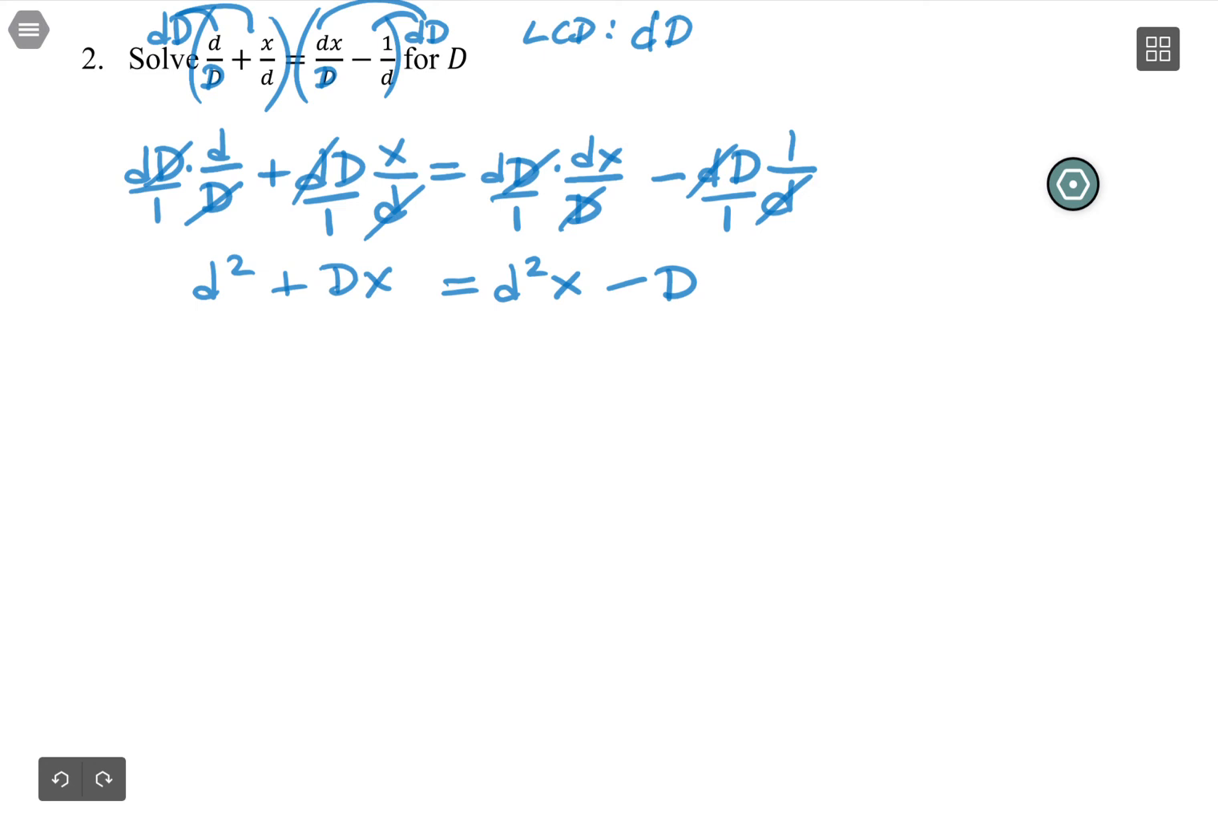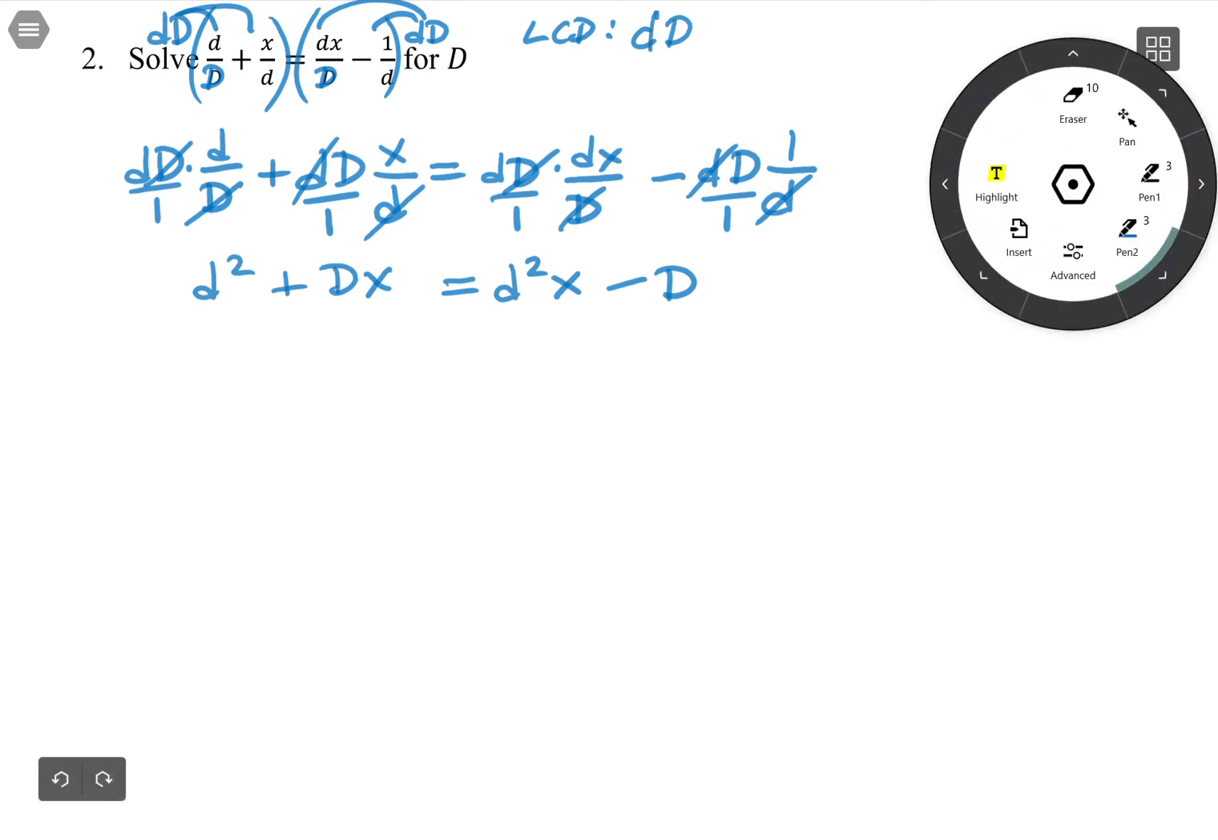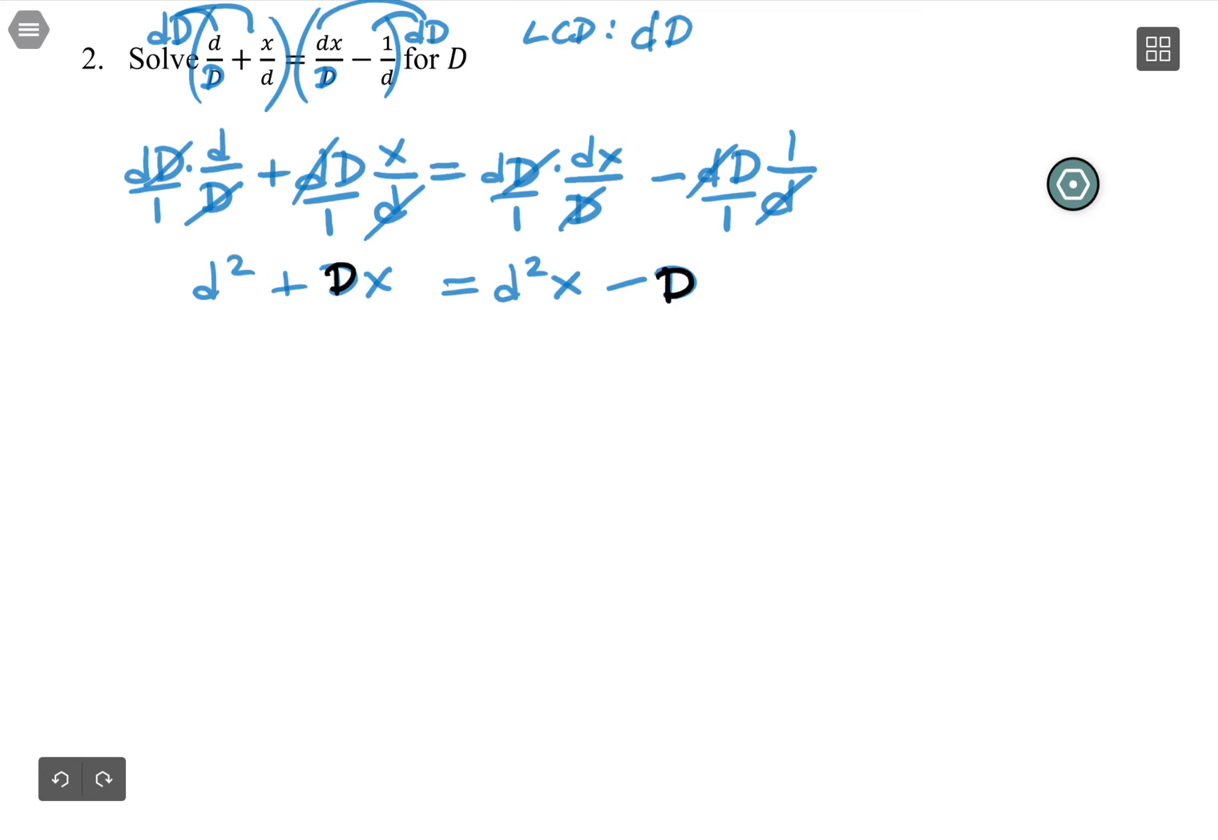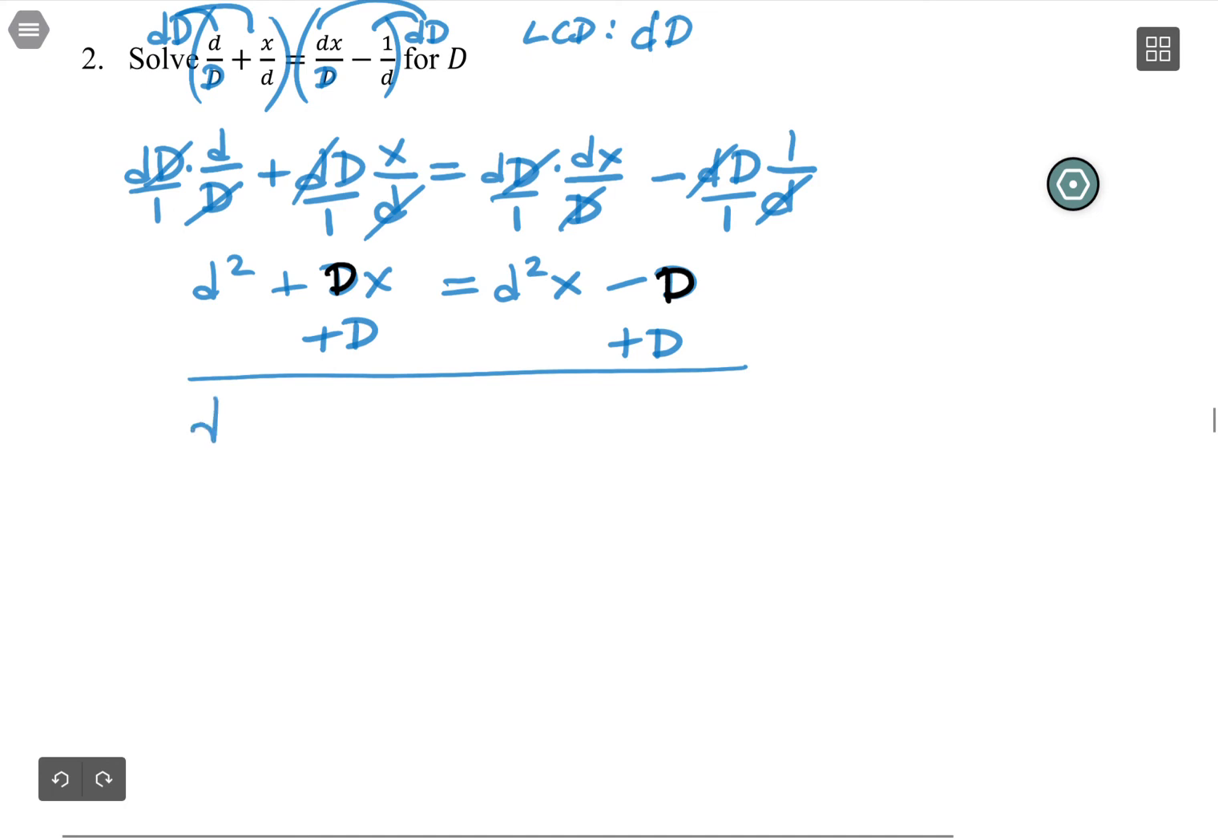Okay, so I freed up my big D's. They're not stuck in the bottom of fractions anymore. There are 2 of them. One here, one here. They're not stuck in anything, so I'm going to go ahead and move them to the same side. I think I'll add big D. So I have little d squared plus big Dx plus big D. Again, not like terms. You can't combine. One has an x and one doesn't. Little d squared x.